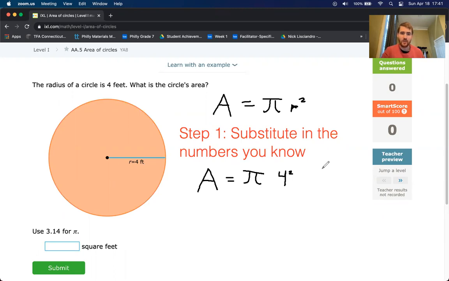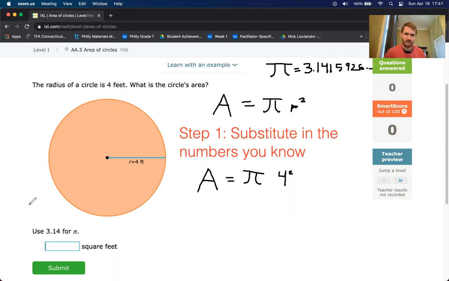Now, the second question some of you may be wondering is, what the heck is pi? Well, pi is a constant. Pi is always equal to the same thing. And it is equal to 3.1415926... It goes on forever. Pi never ends. It's an infinite number of decimals.